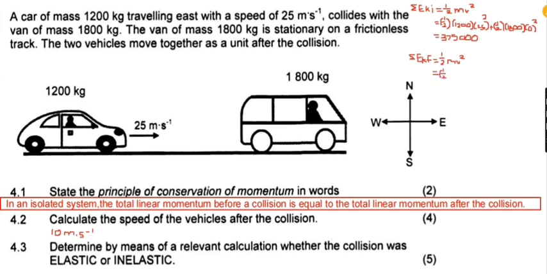So we put a half times the mass of the car, which is 1,200 kilograms. Its velocity we calculated in 4.2. Its final velocity was 10 meters per second. So 10 meters squared plus the van, that's a half times its mass, 1,800 kilograms, multiplied by its velocity, which is also 10 meters per second because we know that they stuck together after the collision and they moved off together.